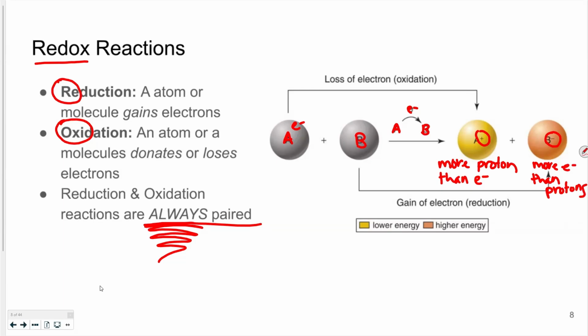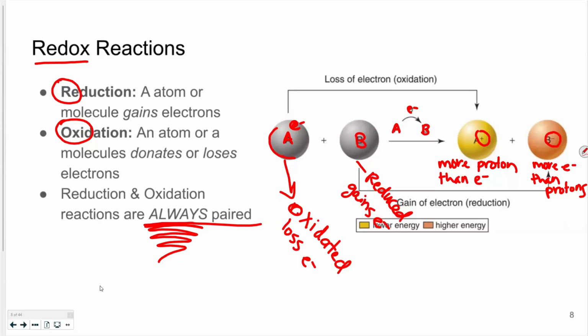Okay, so what we're going to say then is that because particle A donated or lost the electron, we say that particle A is oxidized. Okay, so this is the loss of an electron. The particle that is reduced is the particle that gains the electron.